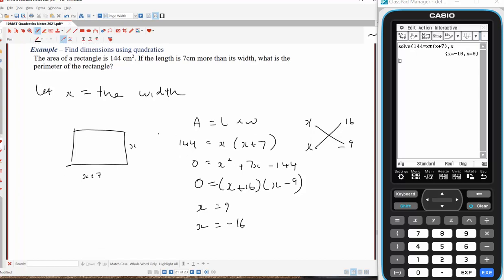Alright, now we'll just check our two solutions. So in the context of the problem, we'll note that x has to be greater than 0 to have a width. So x can't be negative 16. So we say something like this, but x equals 9 only, as x is greater than 0. What we're going to do is essentially reject the negative solution because it's not appropriate for the context of this problem.